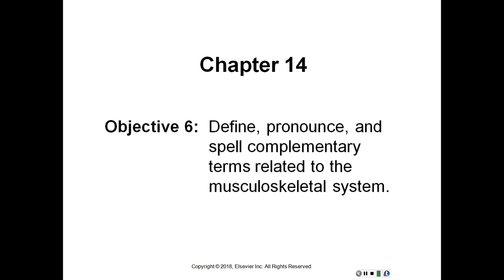Bradykinesia, slow movement. Carpal, pertaining to the wrist. Clavicular, pertaining to the clavicle. Costochondral, pertaining to the ribs and cartilage. Cranial, pertaining to the cranium. Dyskinesia, difficult movement. Dystrophy, abnormal development. Femoral, pertaining to the femur. Fibular, pertaining to the fibula. Humeral, pertaining to the humerus.